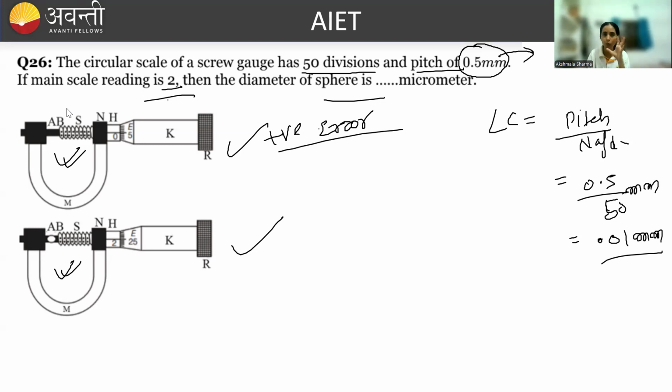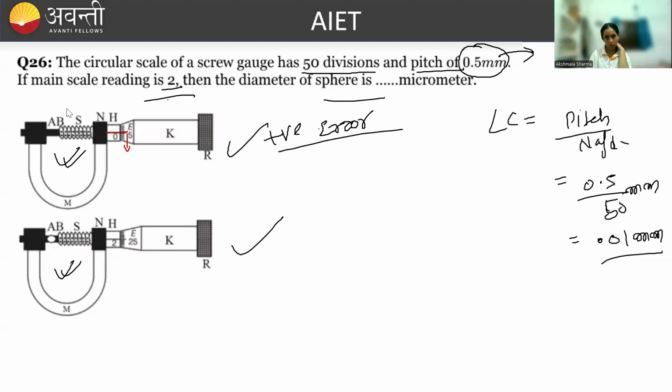Like you just need to zoom it more and more and then you will be able to see. So I cannot do that here. But let me tell you, if the 0 of circular scale is behind this main scale, then you will say that there is a positive error. Okay? It is already measuring something.